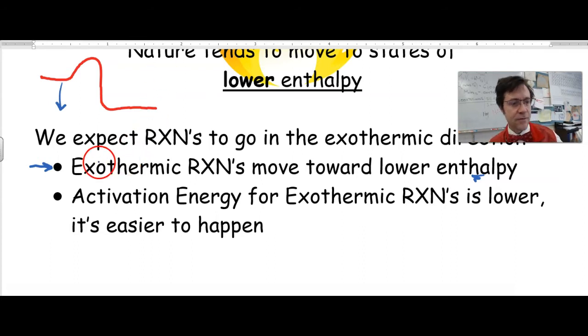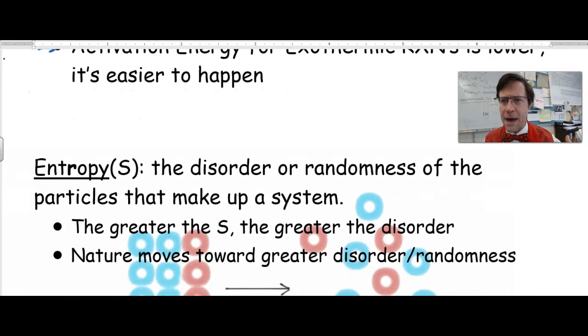The other reason we expect things to be exothermic and lose energy is if you look at this activation energy over here for the forward reaction and compare that to the activation energy for the reverse reaction, the activation energy for the forward reaction is much smaller, and therefore it's just easier to happen because it just takes a slight nudge and boom, it goes. But the reverse reaction requires a lot more energy, so it's harder to make happen. So there are a couple of reasons why this tends to happen.